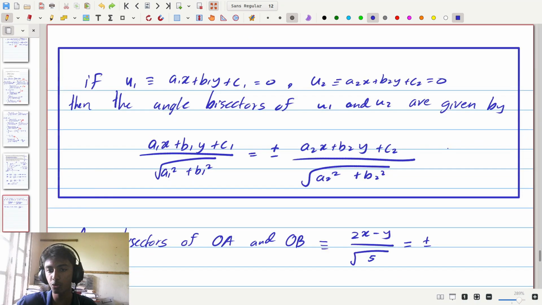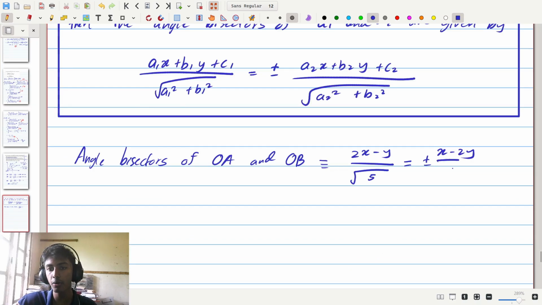So we have x minus 2y divided by, once again, the square root of a squared plus b squared, which for this one is going to be the square root of 1 squared plus negative 2 squared, which again is going to be the square root of 5. So therefore we get two results here. If we cancel out the square root of 5 on this side and this side, we get 2x minus y is equal to plus or minus x minus 2y.